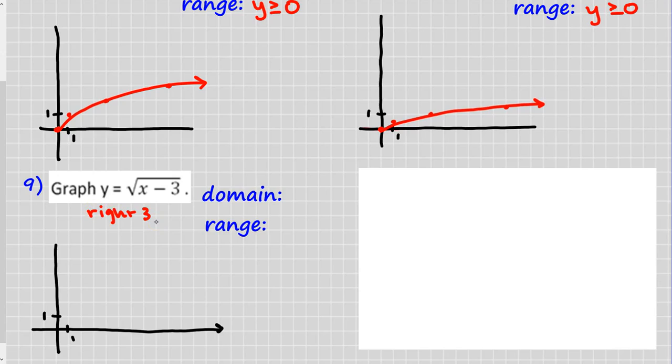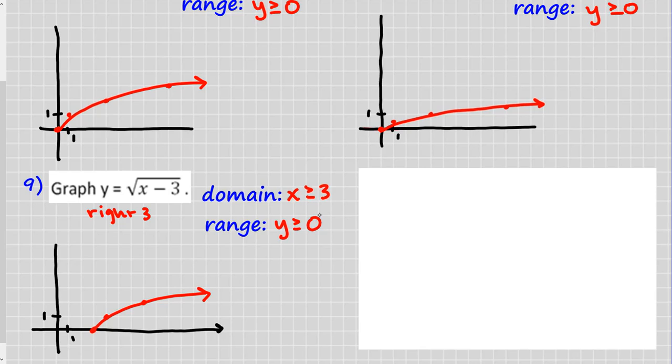So if we take our original point 0, 0 and we shift it right 3, now we're at 3, 0. The point 1, 1 is now at 4, 1. The point 4, 2 is now at 7, 2, etc. So the domain has changed. Now the x values have to be greater than or equal to 3. The range is still y is greater than or equal to 0.